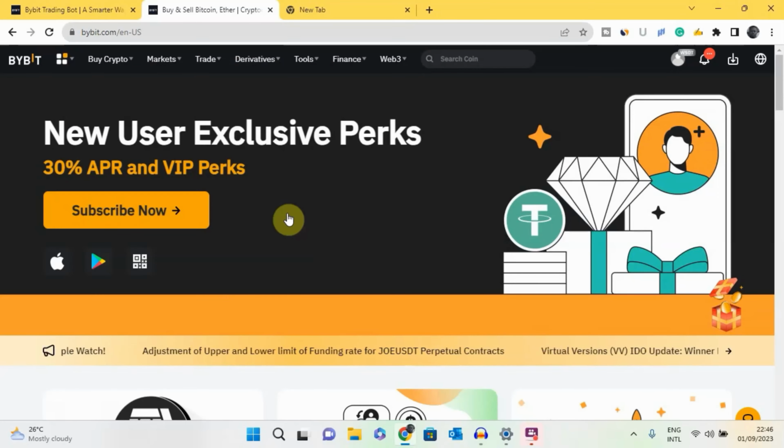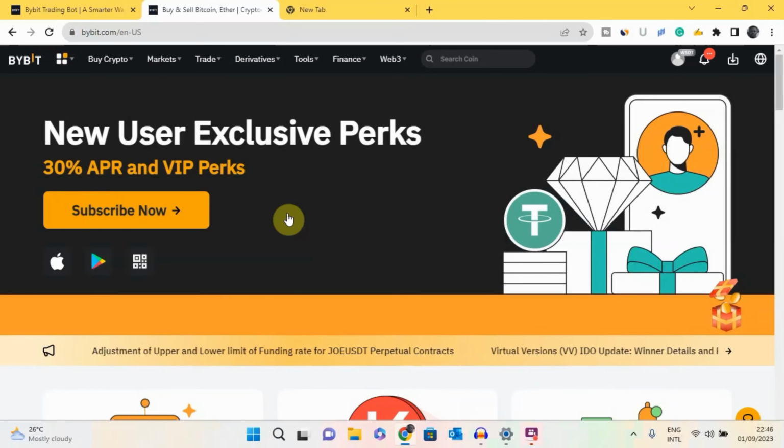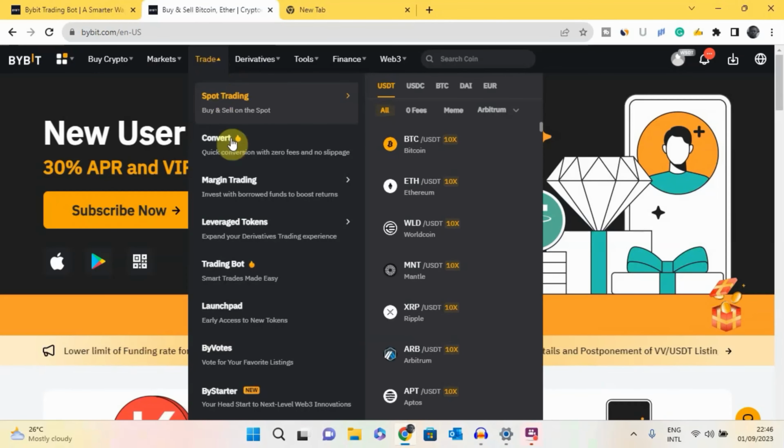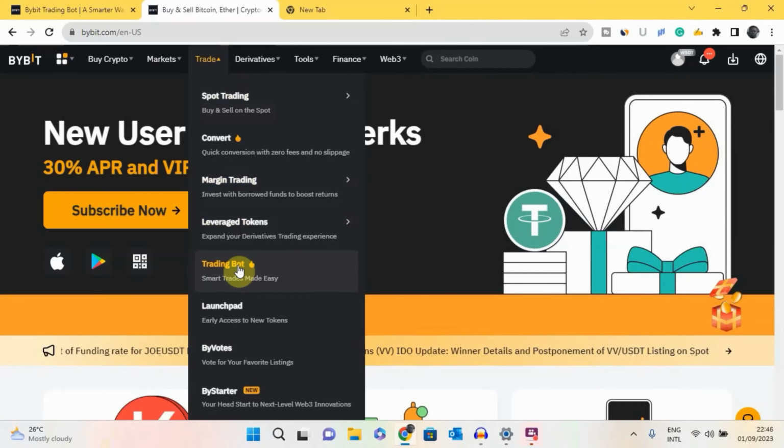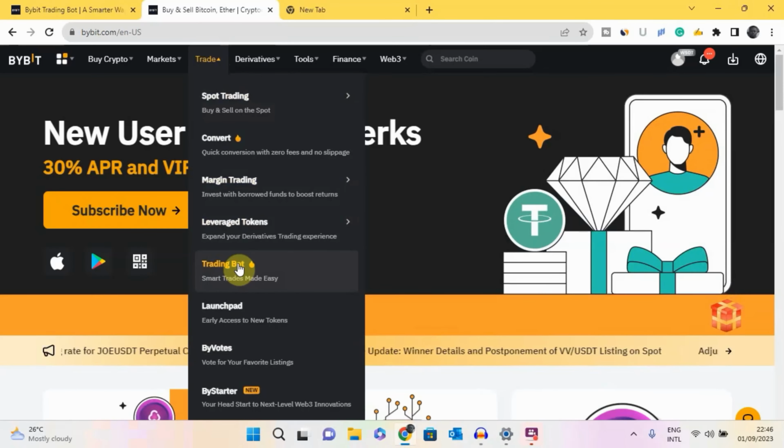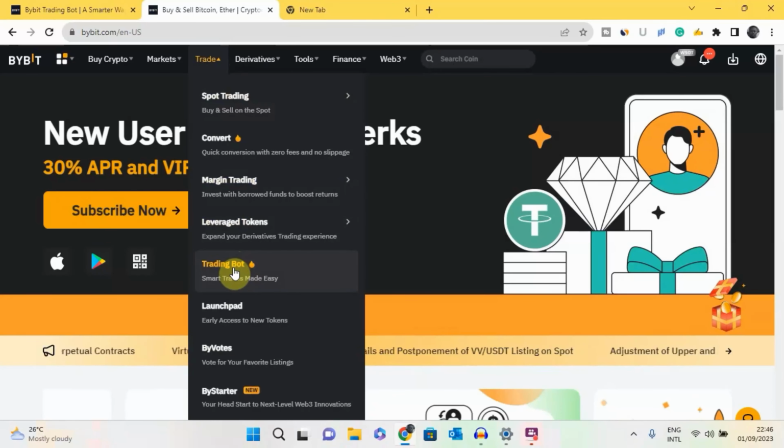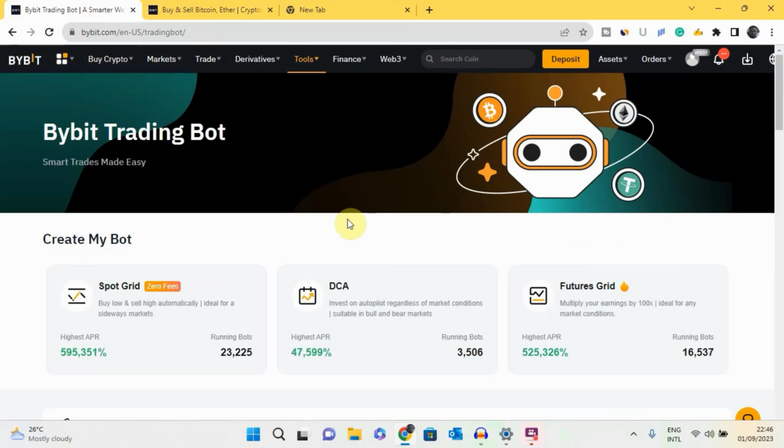Now, as you can see on the screen, I'm currently on the home page of the ByBit platform, and to go to the trading bot page, you come straight to where you have trade right here at the top, and when you scroll down, you're going to see where you have trading bot. You click on it, and it will take you to the trading bot page on ByBit. So right here on the screen is the ByBit trading bot page.